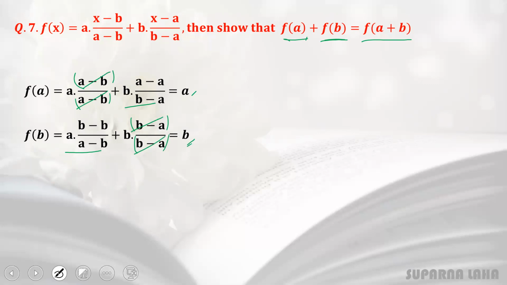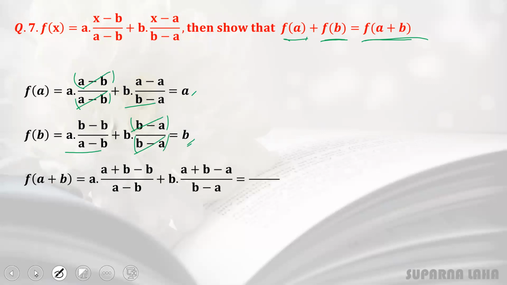Okay, now find f(a + b). What is f(a + b)? In the place of x, just put a plus b. So look here, b cancels, and here a and a cancel. I'm taking common 1 by a minus b from these two terms. So we will find this is a into a, a square, and b into b, b square, and minus b square. Since b minus a is there, if we take common a minus b, minus 1 will remain here. So a square minus b square.